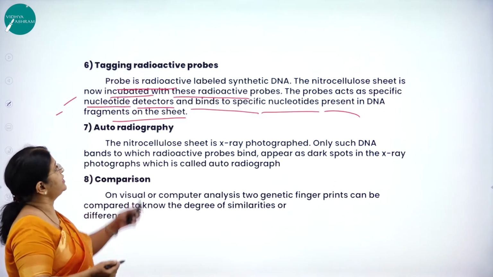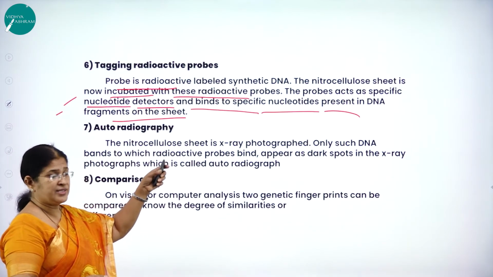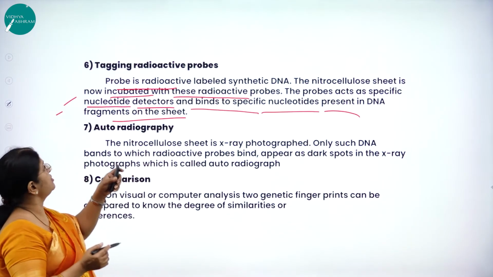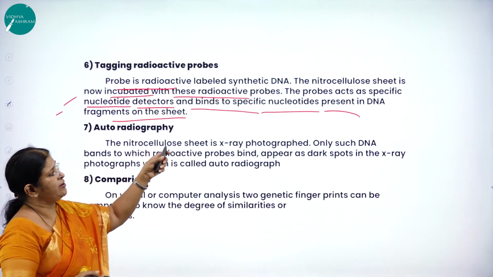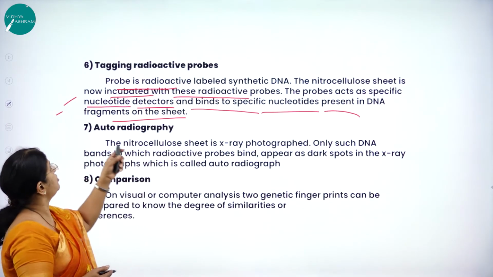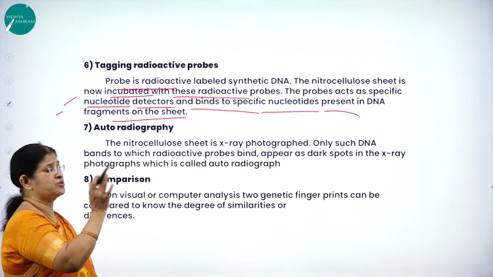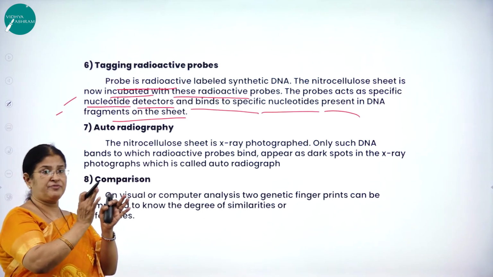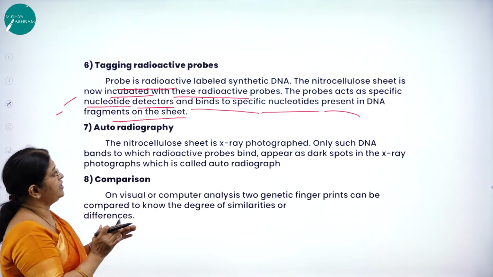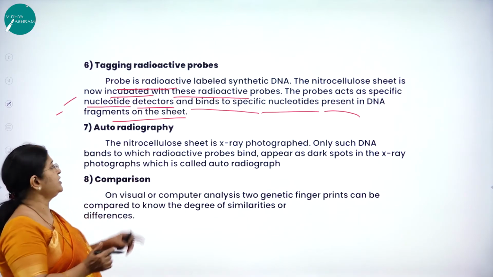What is a probe? As I said, it is a radioactive labeled synthetic DNA. The nitrocellulose sheet is now incubated with these radioactive probes. The probes act as what? Specific nucleotide detectors. So it is going to detect that particular sequence of DNA present in the DNA fragments on the nitrocellulose sheet.